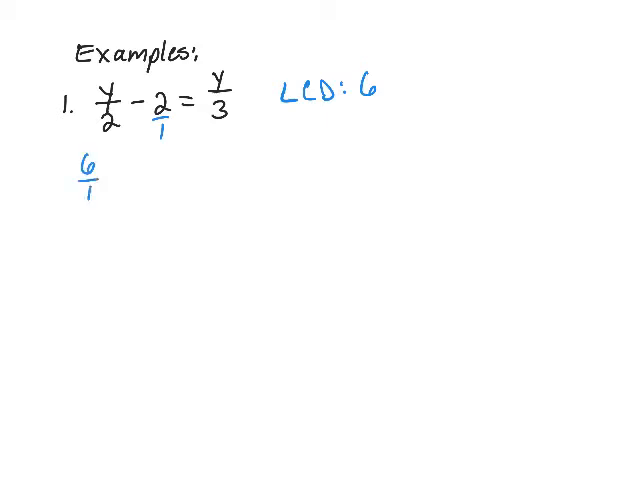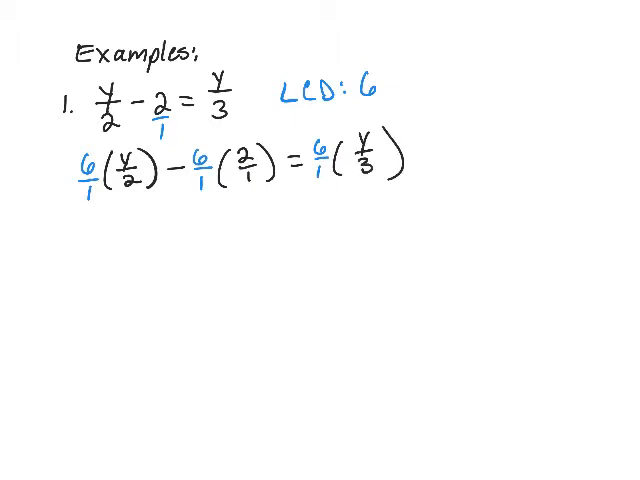So 6 over 1 times y over 2 minus 6 over 1 times 2 over 1, and that's equal to 6 over 1 times y over 3. And this is usually a process that the pre-calc students don't have any trouble with. You have trouble when you don't have an equation and you start to confuse the different processes. But here, since it's an equation, as long as you do the same thing on both sides, we are good.